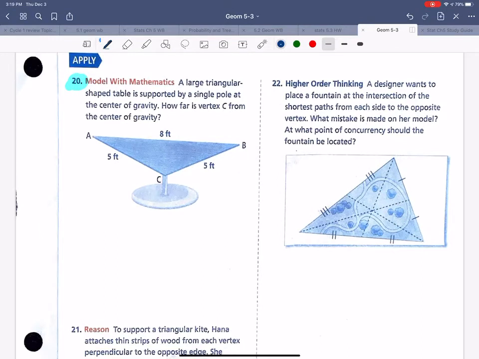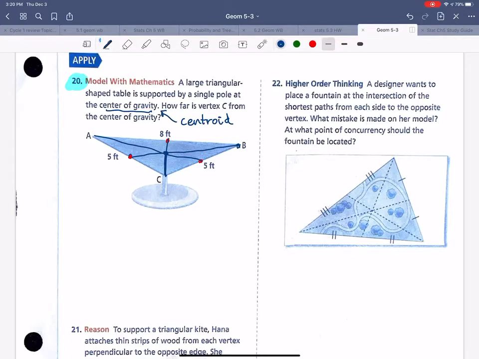20. A large triangle-shaped table is supported by a single pole at the center of gravity. So we know it has to be the centroid, the center of gravity. So we find the middle, trace it back, right? Find the middle, trace it back. It's right about there, which is right where it looks like it's balancing. How far is vertex C from this center of gravity?